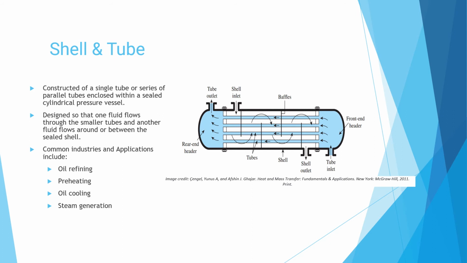You can see this as the inner shell. The fluid would flow consistently through here and goes out here, while the outer or the tube inlet is right here. And as they meet at this point, this is when the change in temperature occurs. This type of heat exchanger is common in oil refineries, oil cooling, steam generation, and preheating.